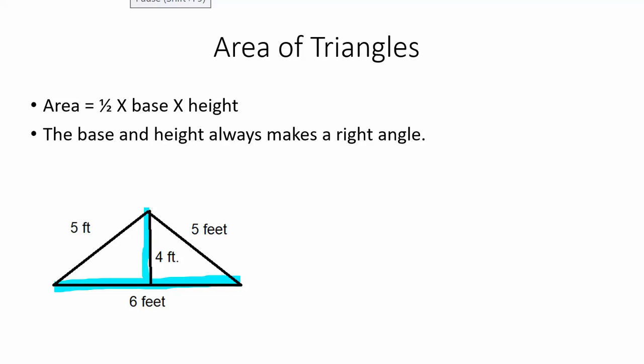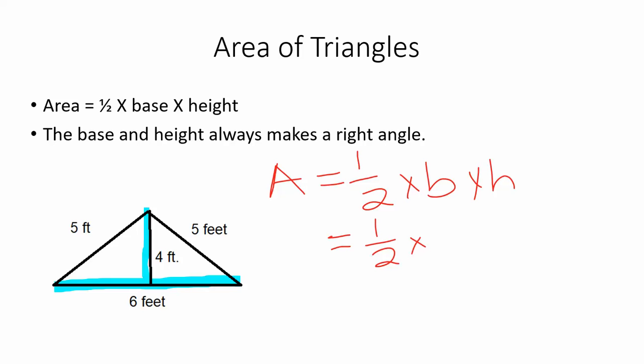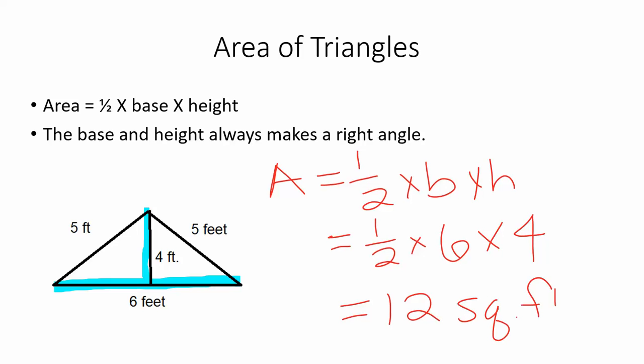Let's put those into the formula. 1/2 times base times height. 1/2 times b is 6, height is 4. 1/2 times 6 times 4 equals 12. My units are always squared, and this time it's feet. So my area is 12 square feet.